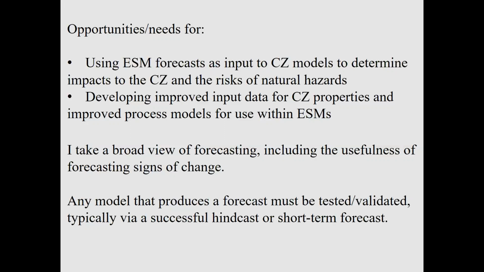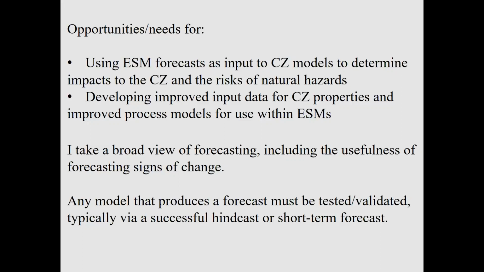And also to develop a two-way coupling, we can introduce improved process models. So, there are things that are currently done in Earth system models that don't have a process representation. Can we develop process models that can actually plug and play with Earth system models? That's ultimately, I think, what we want to do.